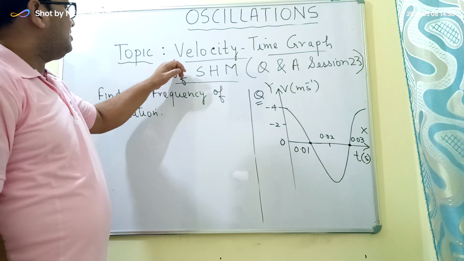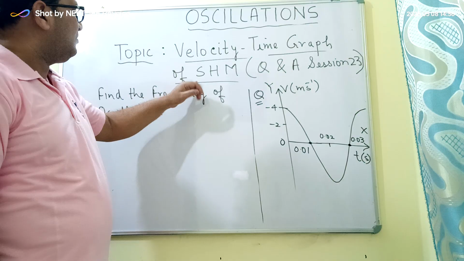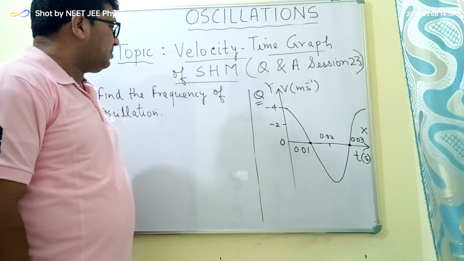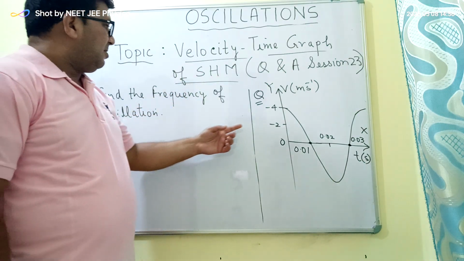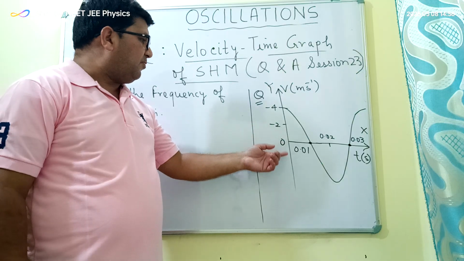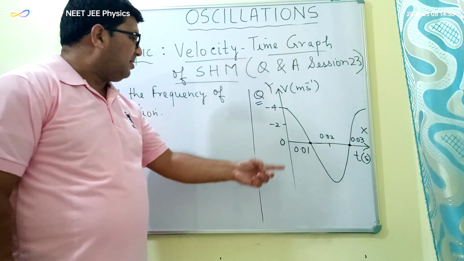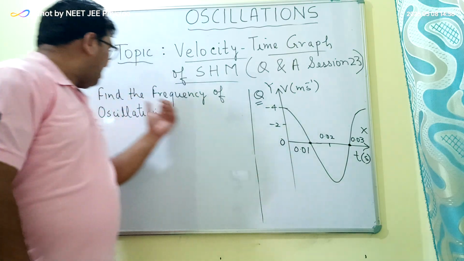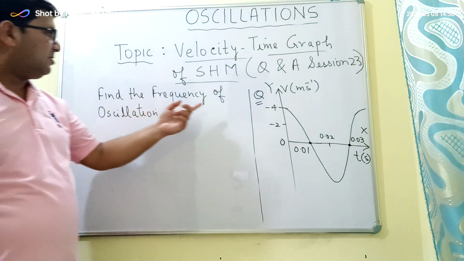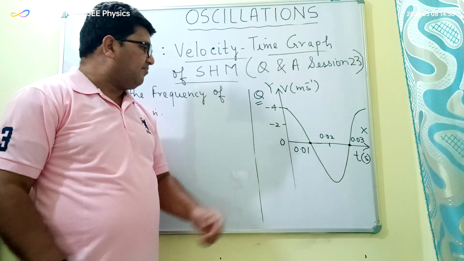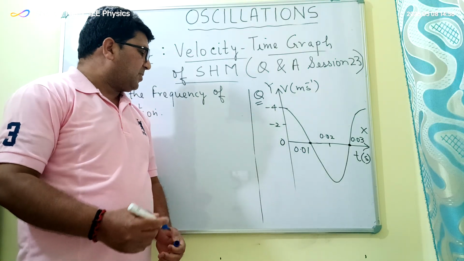The topic is the velocity time graph of a particle which is executing simple harmonic motion. So, in this question we have been given one graph, that is the velocity time graph, and with the help of this graph we have to find the frequency of oscillation of a particle which is executing simple harmonic motion.